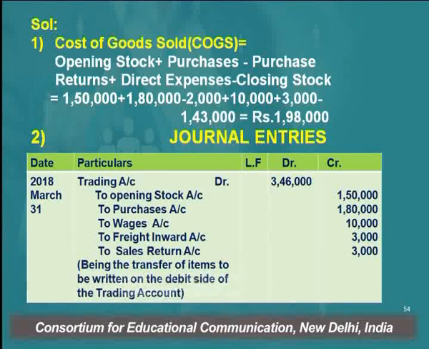The entries you need to pass to prepare the trading account are the closing entries: trading account debit, to opening stock, to purchases, to all direct expenses. Examples of direct expenses are wages, freight inward, sales return. You need to close these accounts. So the entry is trading account debit, to opening stock, to purchases, to wages, to freight inward, and to sales return with the respective account amounts.